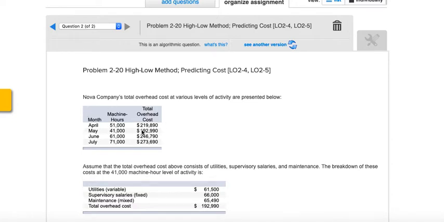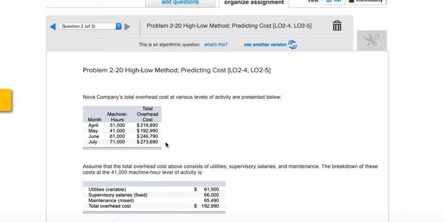And so this is our total overhead cost. Overhead is anything that's not directly attached to the product. So direct materials, direct labor, everything else in the product is overhead. And so in April we had $219,000, in May $192,000, in June $246,000, and July $273,000. So the first question I'm going to say is it fixed? It's not fixed because it's not the same every month. So then I would come in here and I would say, okay, is it variable?